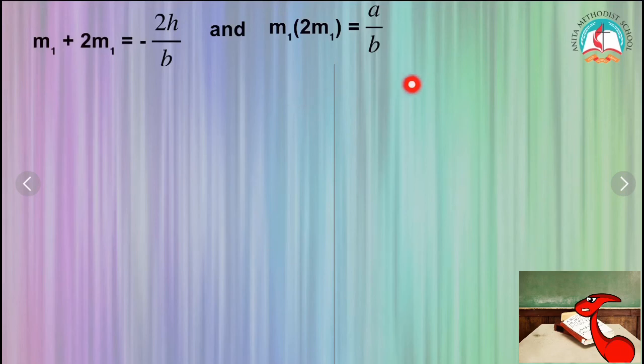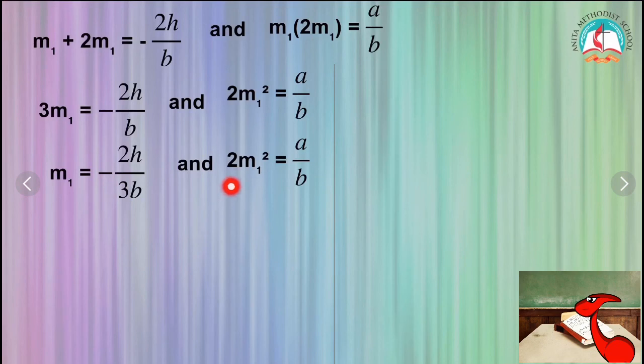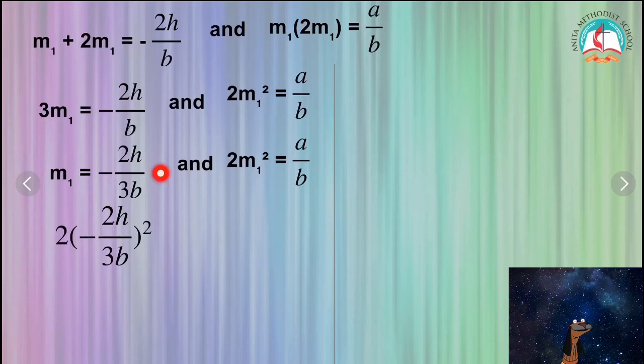Simultaneously you substitute, therefore you won't get any confusion. And now, what is m1 plus 2m1? 3m1 is equal to minus 2h by b. And coming to this equation, 2m1 square is equal to a by b. Now I want to bring the 3 here. Okay, and this one I am going to write as it is. After you write this value, I am going to substitute in the second equation, that is the product of the slopes. Now, in the place of m1, I am going to write minus 2h by 3b the whole square is equal to a by b.